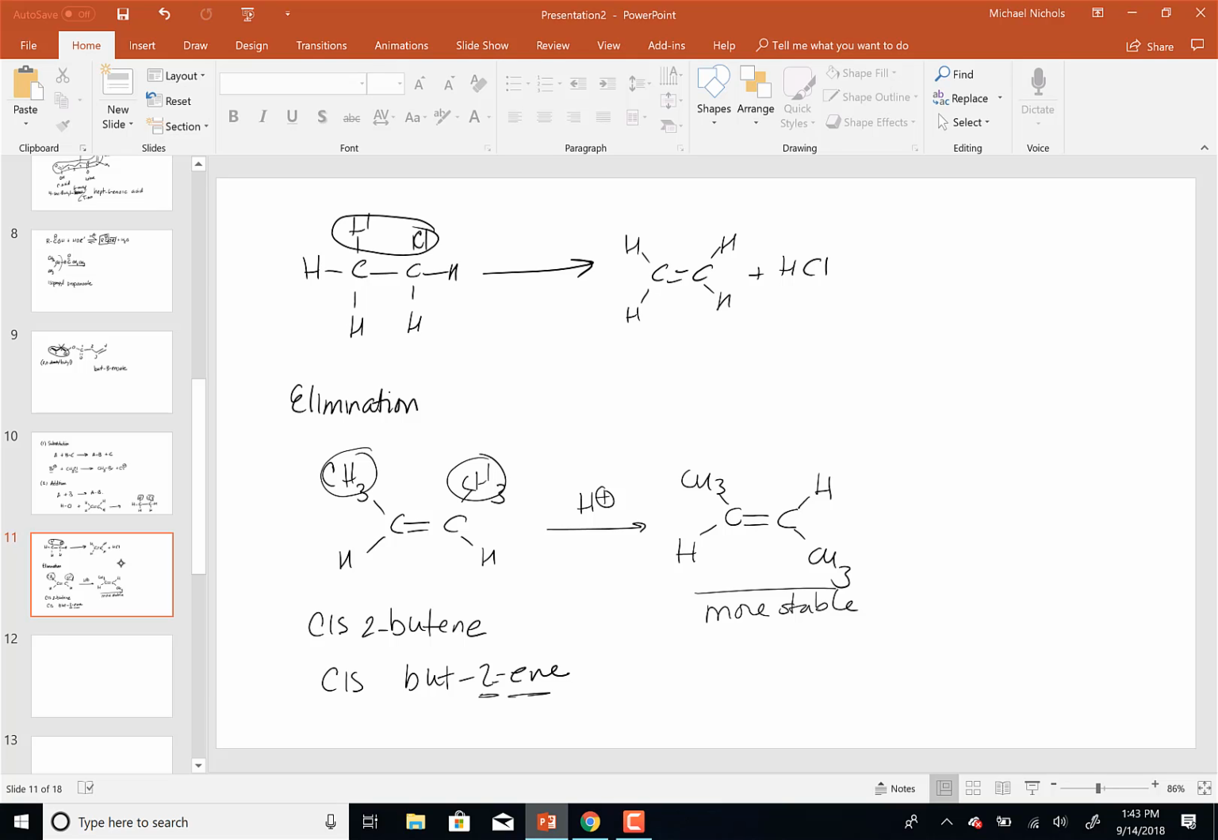So this molecule, while it looks good, could be better if the methyl groups were on opposite sides of the double bond. So this one is our rearrangement reaction. And all of those reactions we're going to talk about.